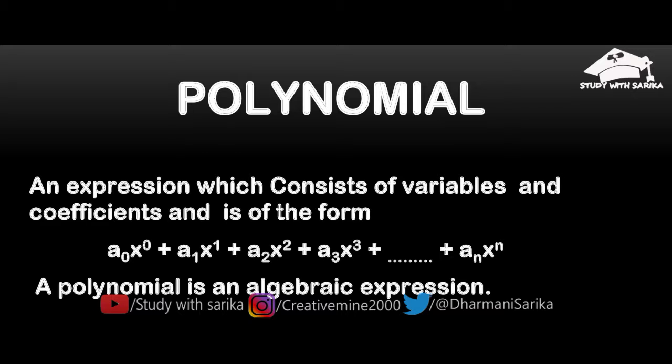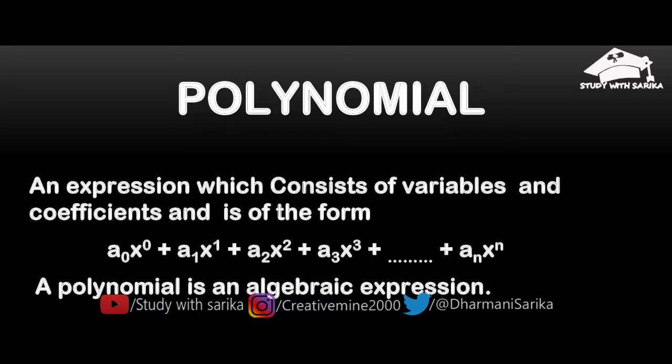So here I have written in the definition as well, it consists of variables and coefficients. A coefficient is nothing but the constant, the term which is multiplied with the variable. So in the second line I have mentioned that a polynomial is an algebraic expression.